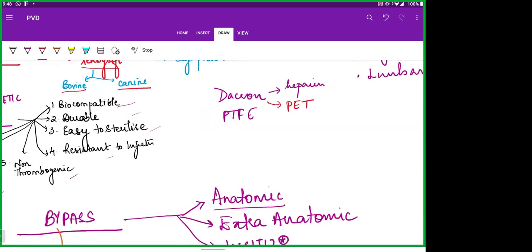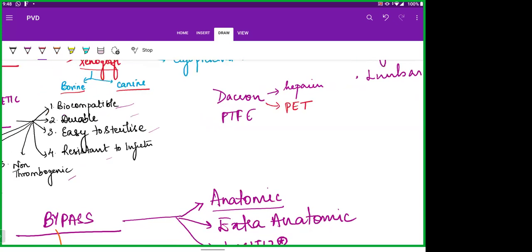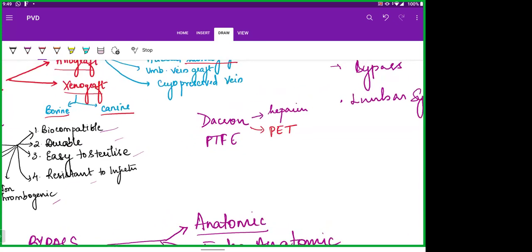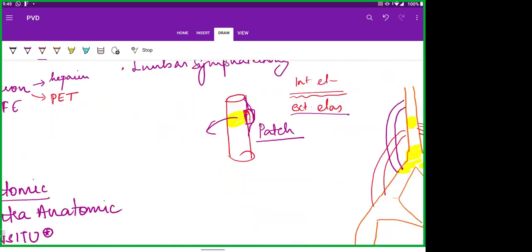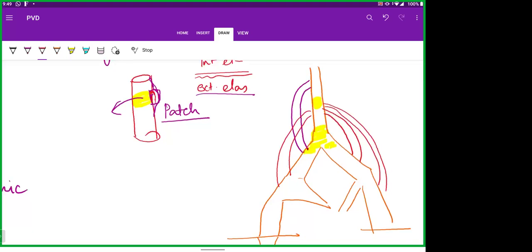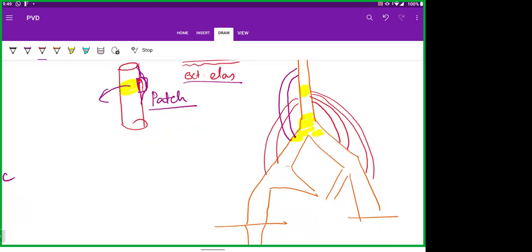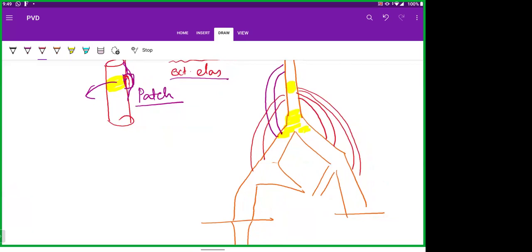So the second thing is, where do you prefer using a synthetic graft like Dacron or PTFE, and where do you prefer using a native graft? Yes, sir. Synthetic graft is basically for larger vessels. Like if we have to do an aorto-iliac bypass, then we prefer a synthetic graft like Dacron.